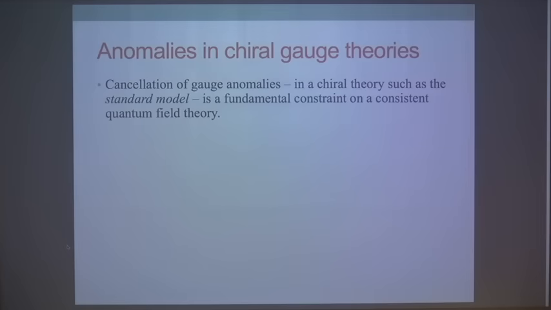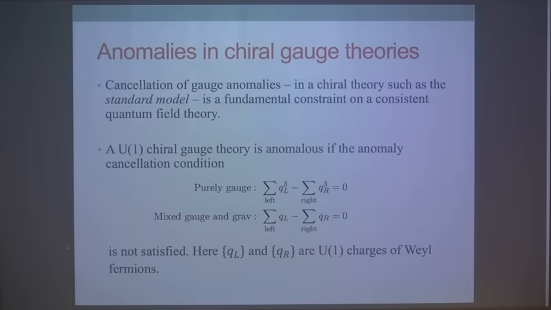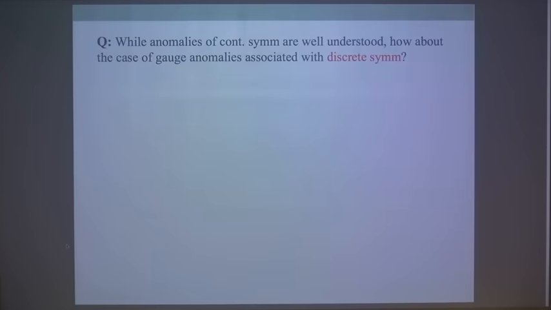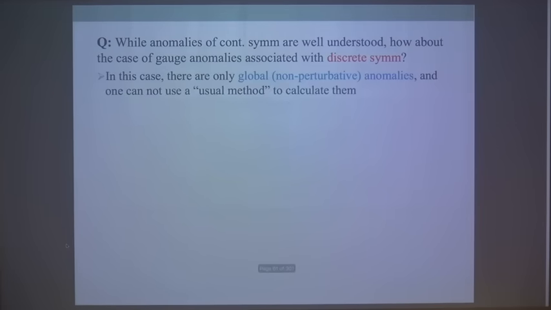Cancellation of gauge anomalies is a fundamental constraint on a consistent quantum field theory. For example, a U(1) chiral gauge theory is anomalous when coupled to gravity if the cancellation condition involving both the cubic gauge and the mixed anomalies is not satisfied. While anomalies of continuous symmetries are well understood, how about gauge anomalies associated with discrete symmetries? In this case, there are only global anomalies, and one cannot use the usual methods, such as the perturbative Feynman diagram technique, to calculate them.